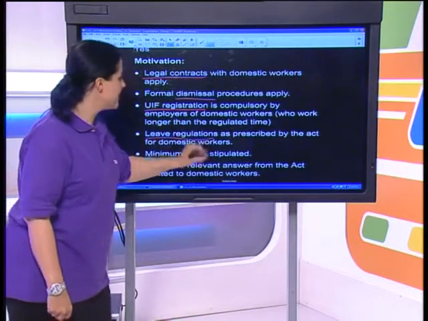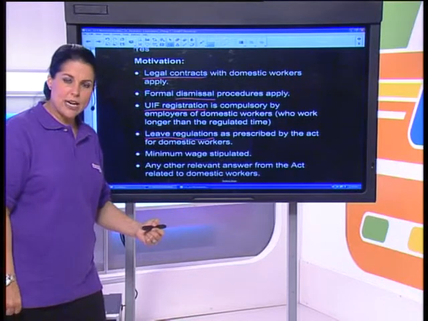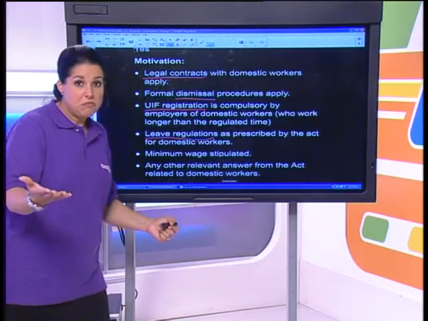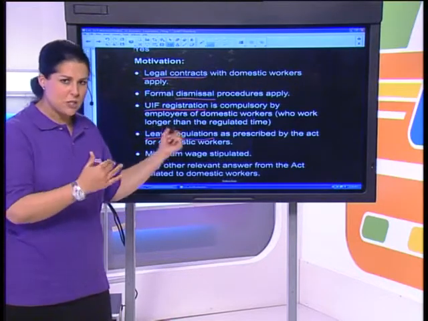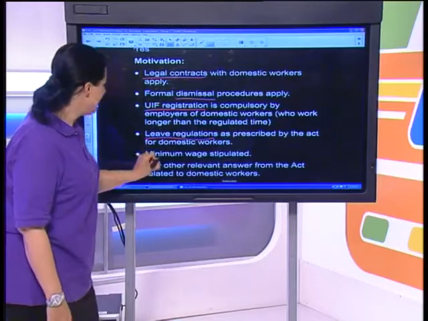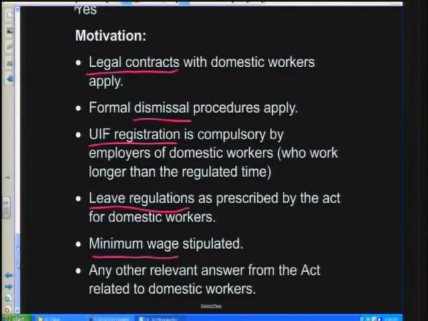So if you are a domestic worker, you must have UIF. Leave regulations must be in this contract. When are you allowed to go on holiday? Christmas? Easter? Is it stipulated in the contract? We'll get to that just now. Your minimum wage must be in there. And then lastly, any other answer that you guys have that's relevant to the Basic Conditions of Employment Act.